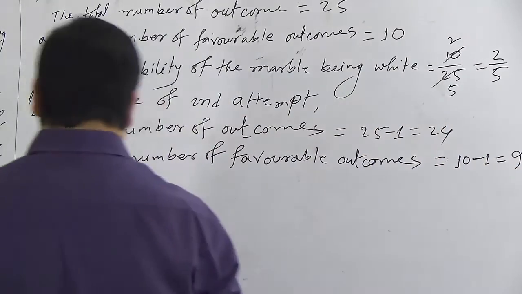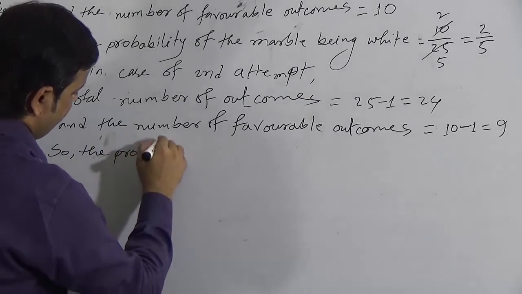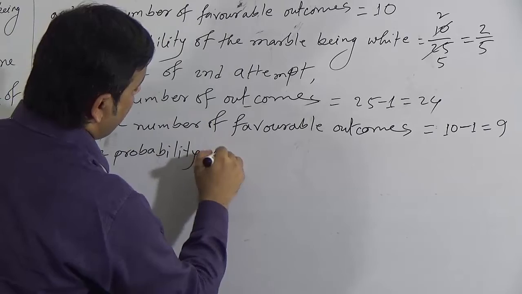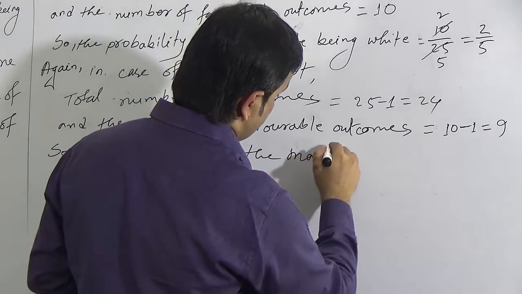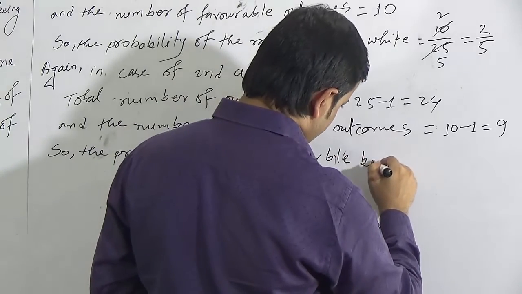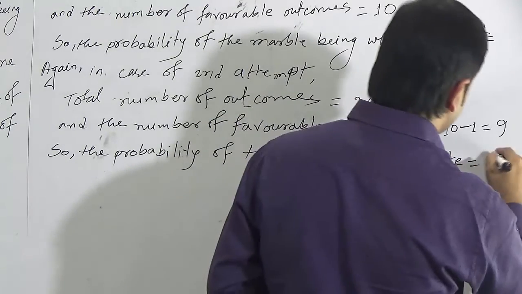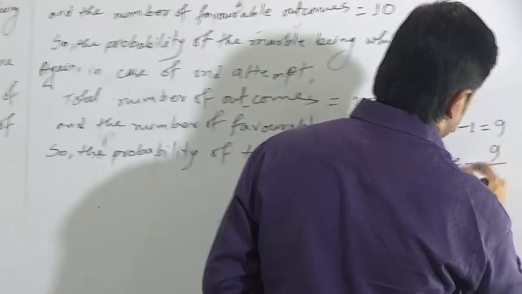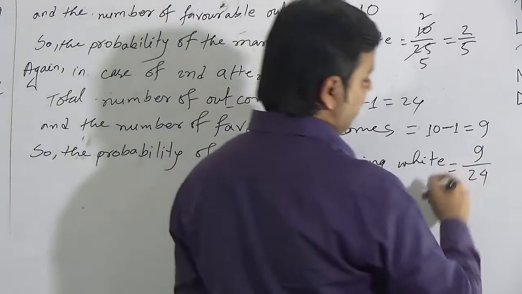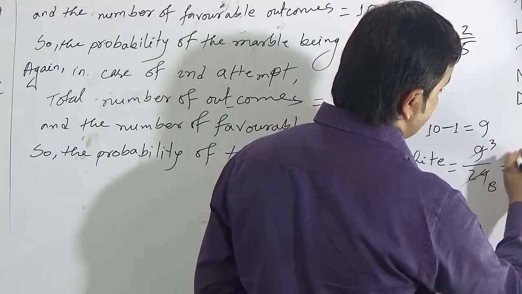So the probability of the marble being white, that will be 9 by 24, as now total number of marbles is 24 and number of favorable outcomes is 9, it means white marbles are 9. So we can cut 9 and 24, here will be 3, here will be 8, so this will be 3 by 8.